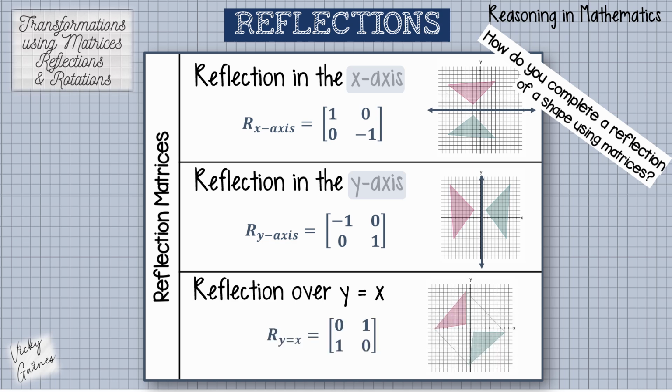We can reflect over the line y = x. That's our identity function. So we're reflecting over the line y = x. So y = x is our subscript. It shows us what we're doing the reflection over. And our matrix is 0, 1, 1, 0.